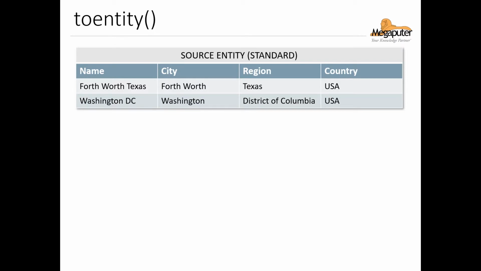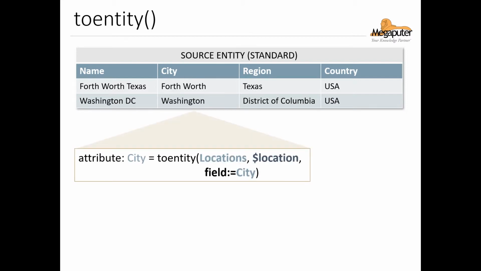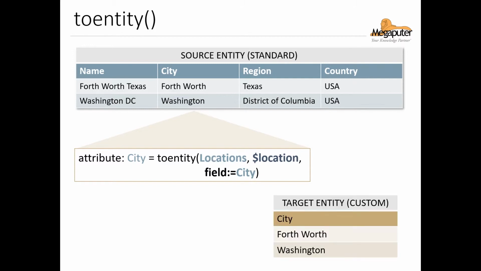However, if you wanted to return the city as an attribute, you'd need to use the toEntity function because you're accessing another part of the data structure. So you'll need to specify exactly where in the data structure to find it and for which contexts. So we specify the entity we found, what named group we stored it in, and which field we'd like to return. And if we check the results, we can see that it would return just the city name.